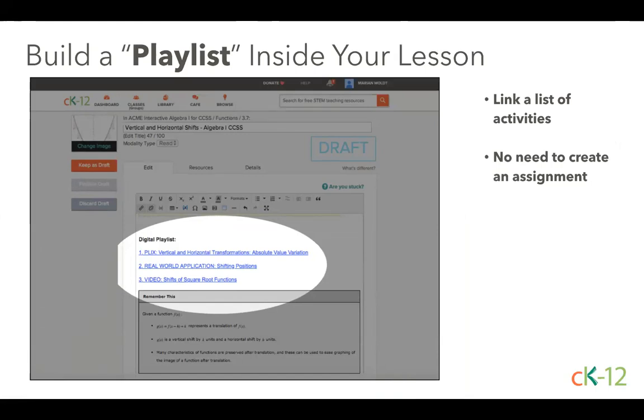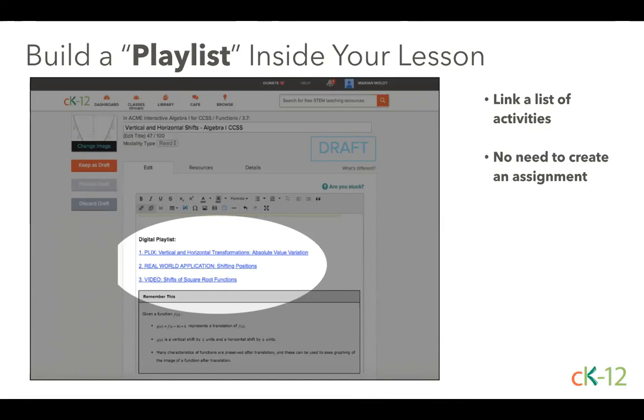You choose what you do. But specifically, you can put a list of links inside of your lesson that you know are really applicable or really valuable as part of this lesson. So in this example here, you can see that we've put a link to a FlexBook, and it's about vertical and horizontal transformations. And then there's a really good real-world application called shifting positions. And then there's a video, shifts of square root functions. And I think the students understand then that this isn't required, but is enhancement to what they're learning.